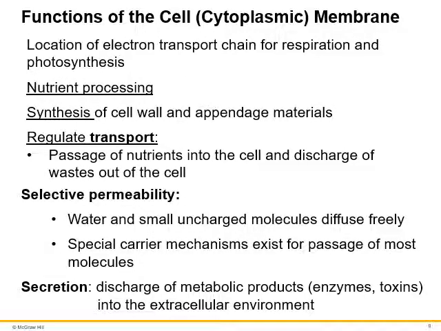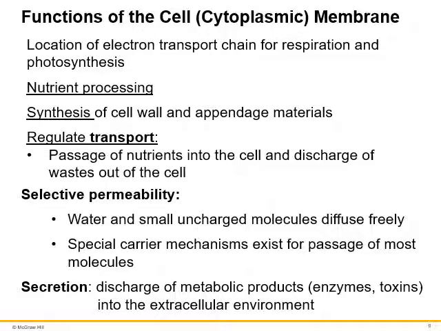So what happens at the cell membrane? Well, if you're a bacterial cell, the cell membrane is the only membrane that you have. And so therefore, it has to assume all the jobs that the membranes and the organelles do for the eukaryotic cells. So the electron transport chain is going to be embedded in the cell membrane. It's going to be responsible for making ATP.